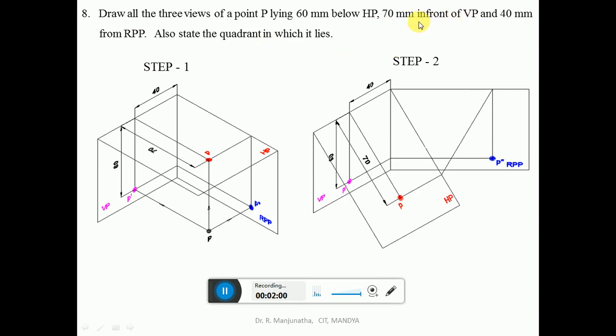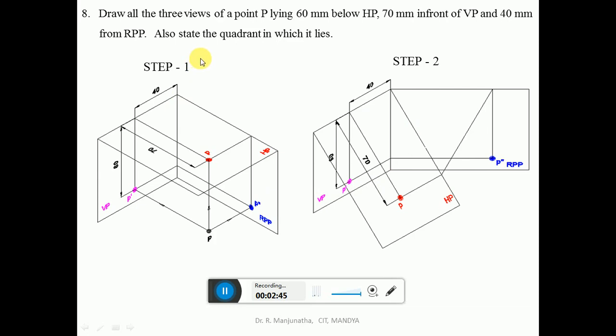Here, since it is in front of VP, it has to be the left side view, because when you view from the left side view, the object is in front of RPP. But to analyze this, we have to consider the condition of the observer. If you look from the front view, the object is between the plane and the observer. So this condition has to be satisfied even in the right profile plane, because the profile plane will always be in line with the vertical plane. You can see this in step 2, wherein the right profile plane and the vertical plane are both aligned with each other.